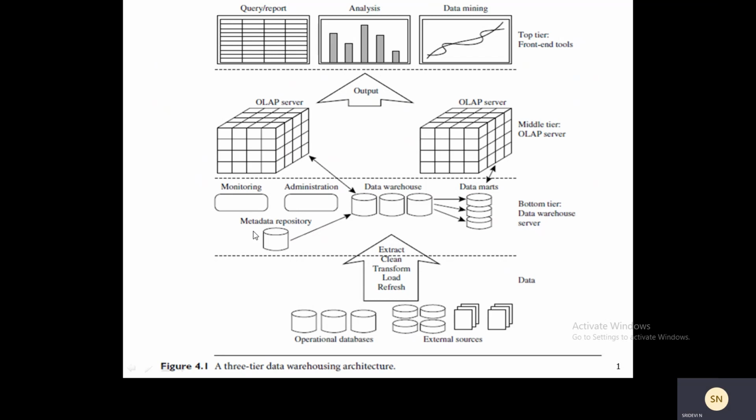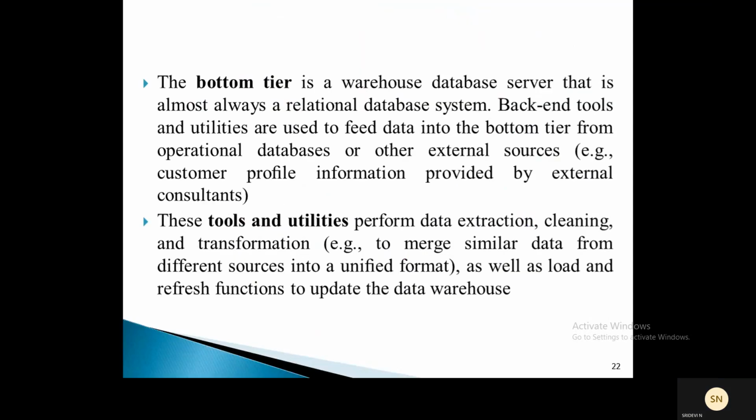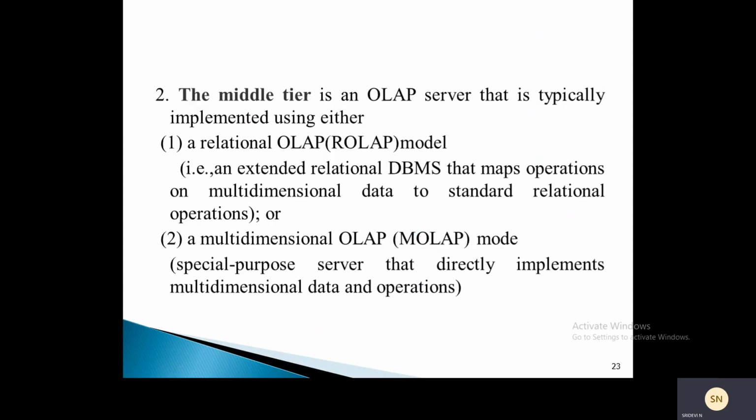If you can see here, it also has a metadata repository. This will store information about the data warehouse and its contents, and we will look into this further. So at the bottom, the bottom tier is a data warehouse server that is almost always a relational database. Backend tools and utilities are used to feed data into this bottom tier from operational databases or external sources, and we have tools and utilities to perform extraction, cleaning and transformation.